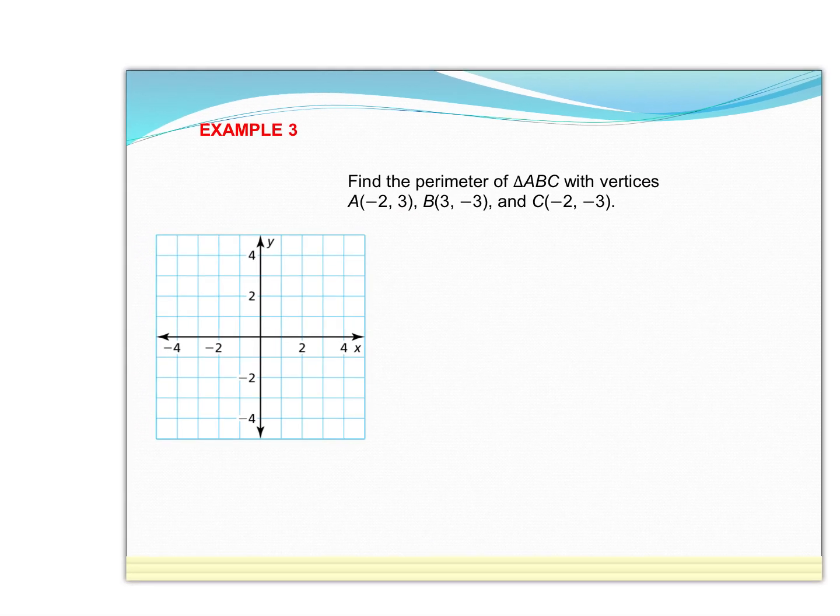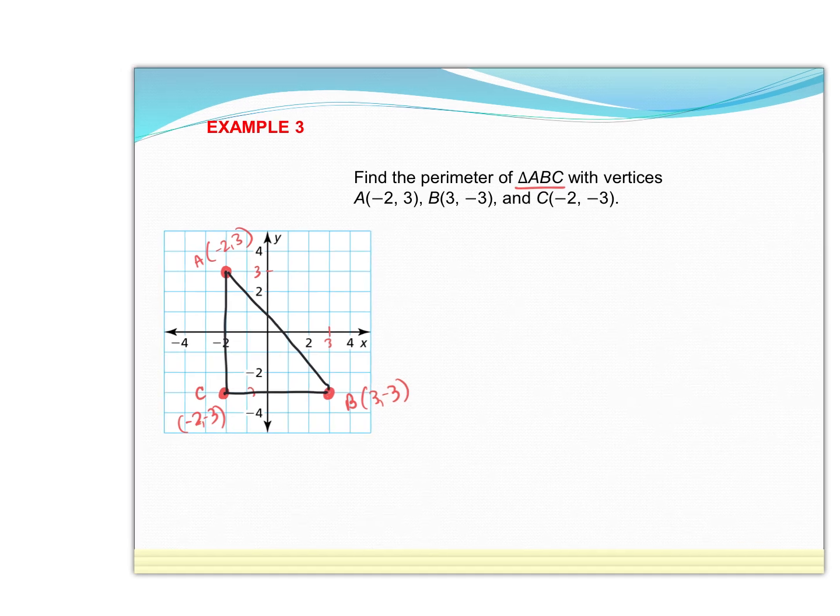So let's start with example 3. It says, find the perimeter of triangle ABC. So they tell me that point A is at -2, 3. So point A is here. They tell me that point B is at 3, -3. So here's 3, here's -3. So point B is down here, right? 3, -3. Point A is -2, 3. And point C is -2, -3 here. Point C, -2, -3. And so I'm going to connect these dots, and I'm going to create the triangle that they're talking about.